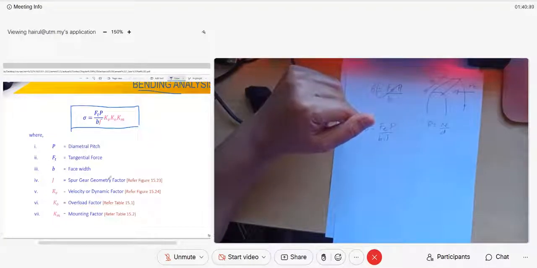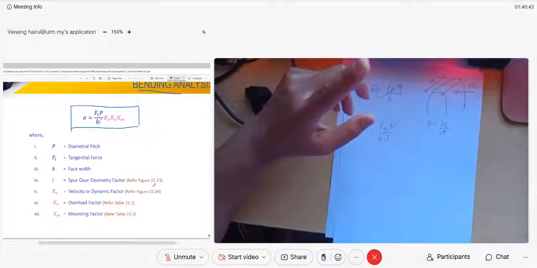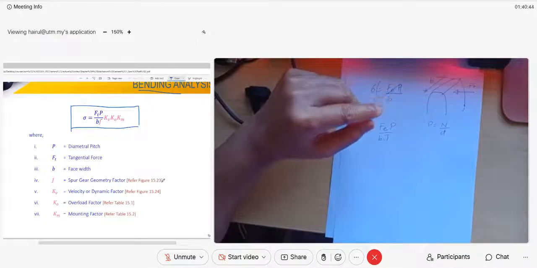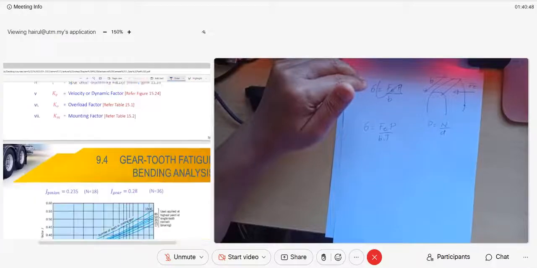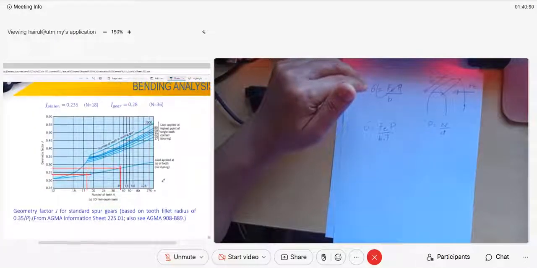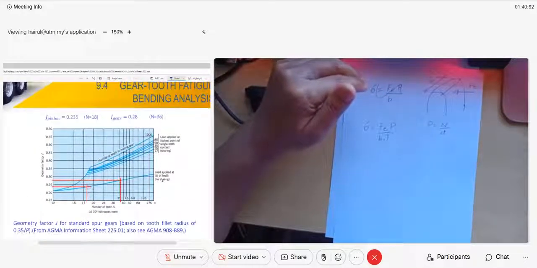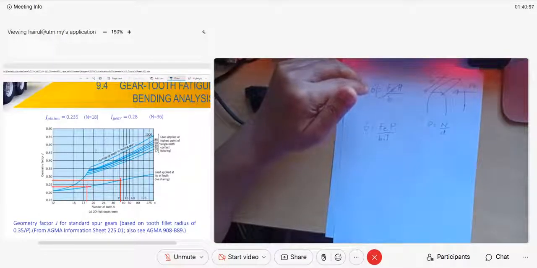J is the spur gear geometry factor, in figure 15.23, chapter 15 in your textbook, Juvinall. Okay, refer to figure 15.23. Let me open our textbook. Hold on.